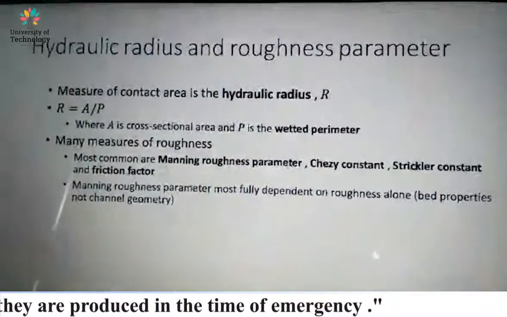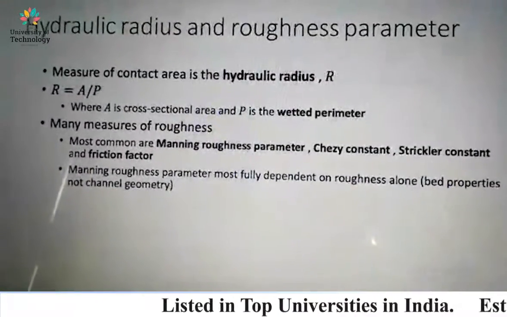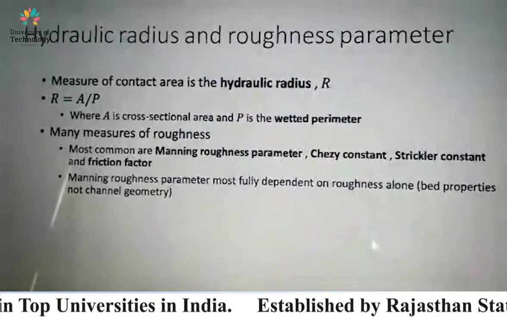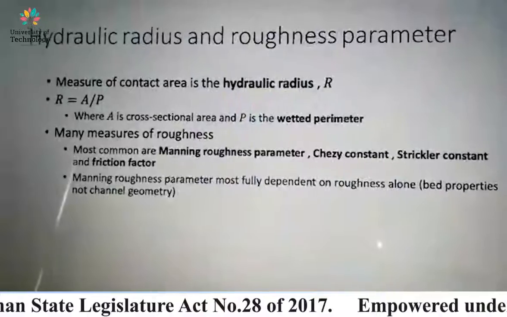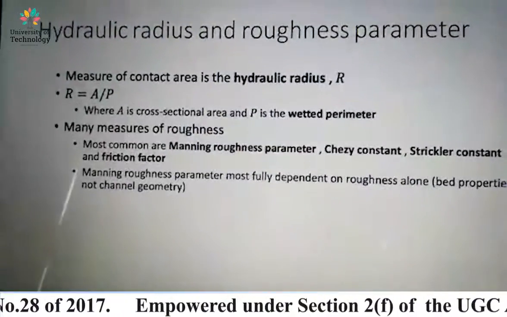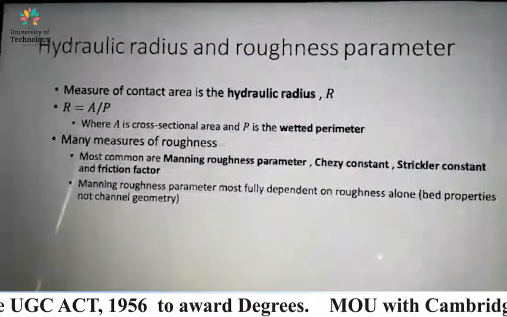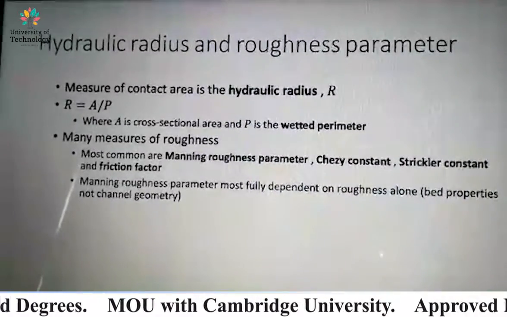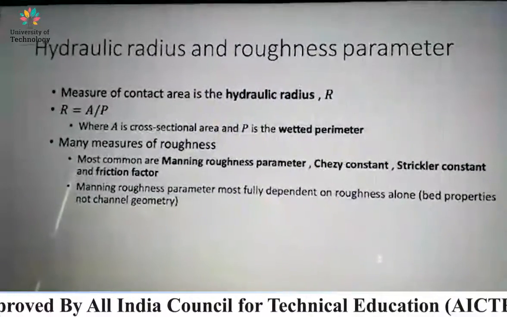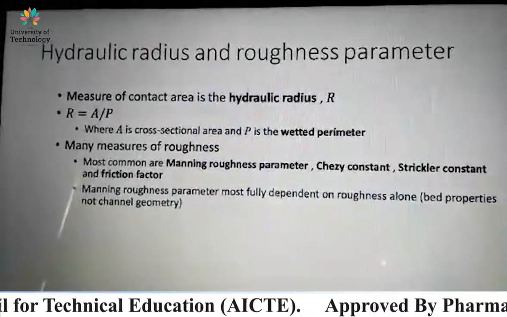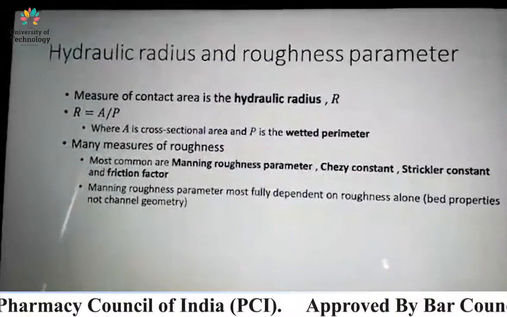Now next is hydraulic radius and roughness parameter. It is a measure of contact area: the hydraulic radius R equals A upon P, where A is the cross-section area and P is the wetted perimeter. There are many measures of roughness. The most common are Manning's roughness parameter, Chezy's constant, Strickler constant and friction factor. Manning's roughness parameter depends mostly on roughness alone, the bed properties, not channel geometry.